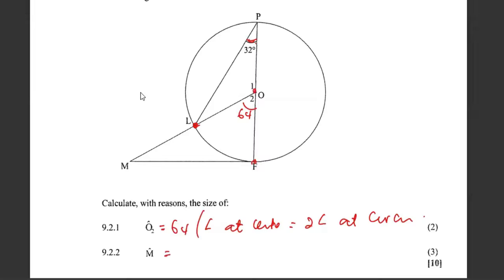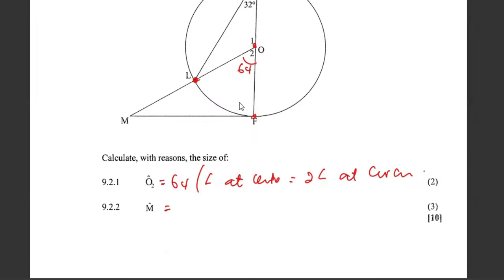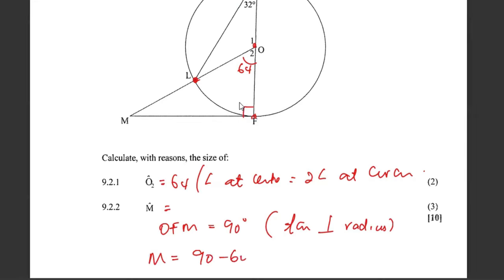And then they want us to get M. Before we get M, we know that OFM is a 90, reason: tangent perpendicular to the radius, or tangent perpendicular to the diameter. And then if that's a 90, it means that M is going to be 90 minus 64, which becomes 26.